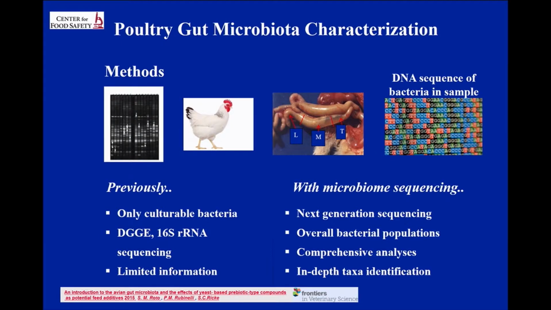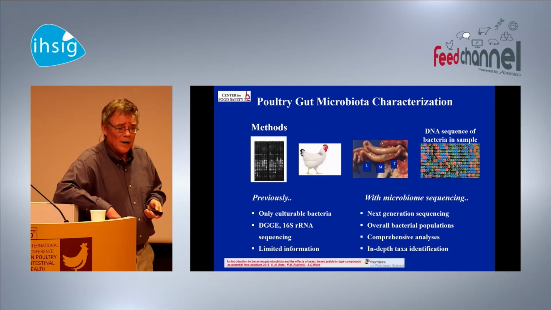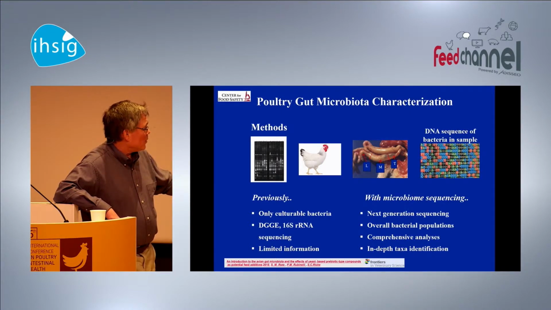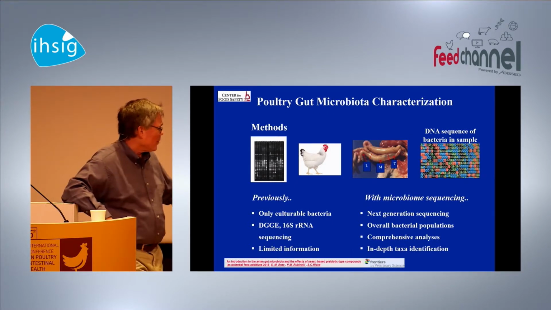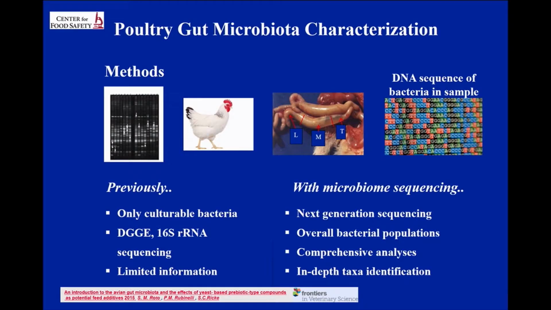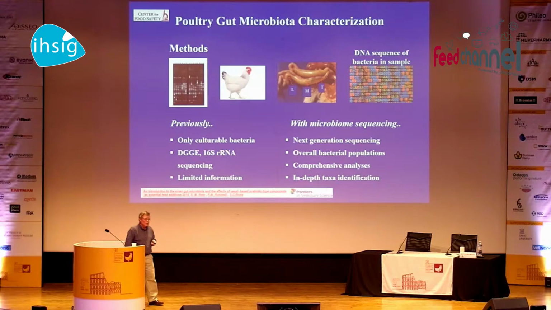But all of this was fairly limited information. Cultural methods probably only captured about 10 to 15%, depending on the estimates, how good your culture techniques were, and how well you captured the strict anaerobes in that population. With microbiome sequencing, we're able to get much better pictures of overall bacterial populations, a much more comprehensive analysis, and the key thing here is in-depth taxa identification, both known and unknown. We can distinguish unique genetic sequences and say, we may not know what this organism is, but we do know it can be classified as a species or a genus.